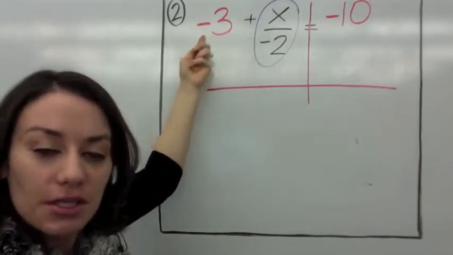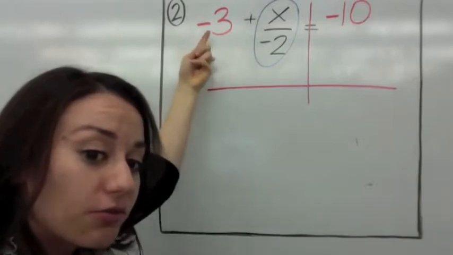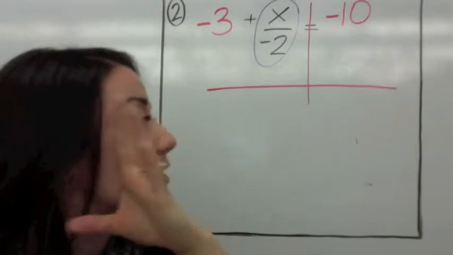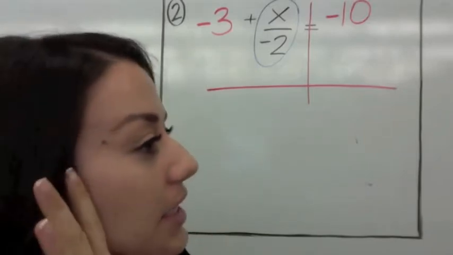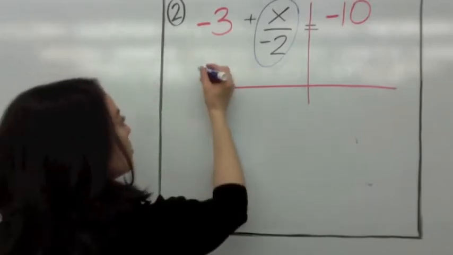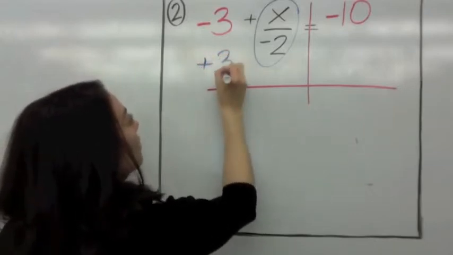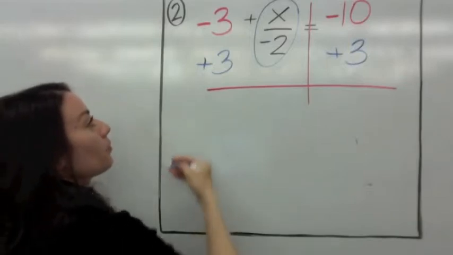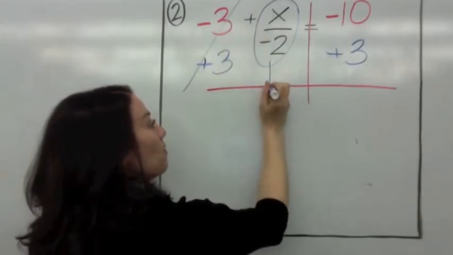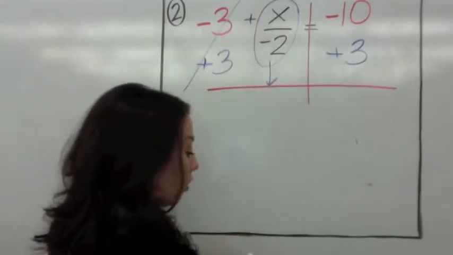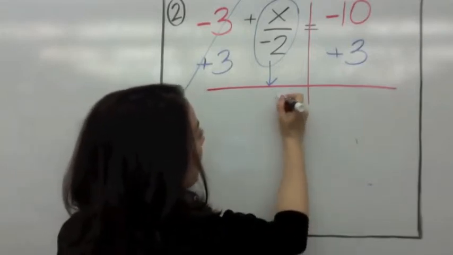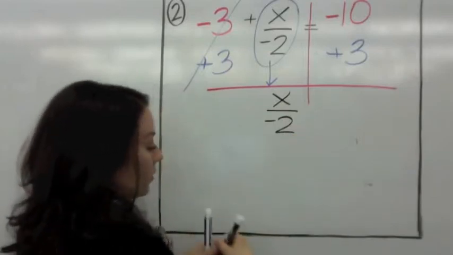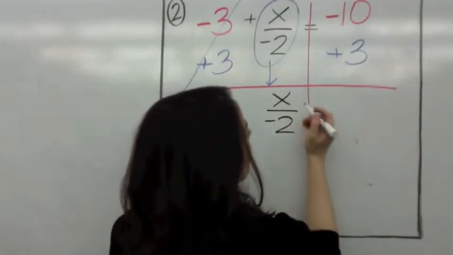Why do we circle the fraction? Because now we have to look at the number next to the fraction and ask ourselves, what is the opposite of negative 3? The opposite of negative 3 is positive 3. So we add 3 then to both sides. A negative 3 and a positive 3 make 0. Make sure you bring down the whole fraction. Bring down x divided by negative 2. Are you with me? Then put an equal sign.